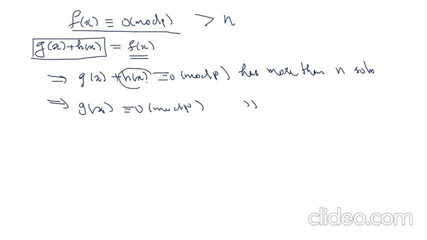Here already h of x has more than n solutions. Therefore, the sum of these polynomials congruent to 0 mod p has more than n incongruent solutions, meaning g of x congruent to 0 mod p has more than n solutions. But we know that g of x congruent to 0 mod p has at most k distinct solutions, which is a contradiction. Therefore, our assumption is wrong, that is, every coefficient is divisible by p. This is the proof of this theorem.